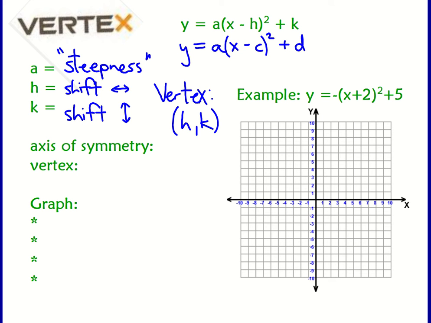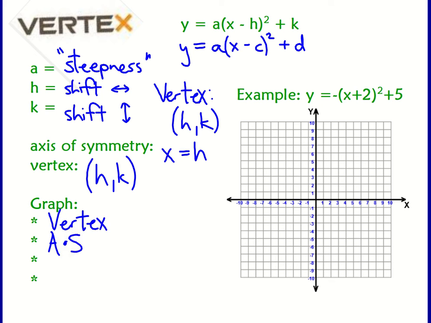Our axis of symmetry then, if I shift the vertex, would be x equals h. And our vertex, like I have mentioned up there, is hk. When we go to graph this, the first thing that we would graph is that we would actually put the vertex in its correct spot. So we would graph the vertex, and we would graph the axis of symmetry, which I'm going to label as AOS. Those two you could kind of do interchangeably, but we would want to do those first.